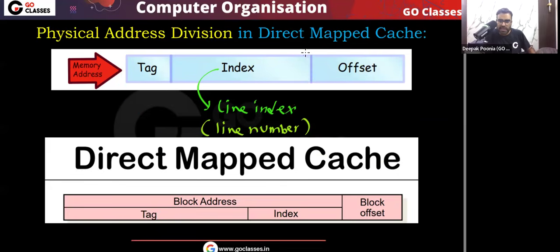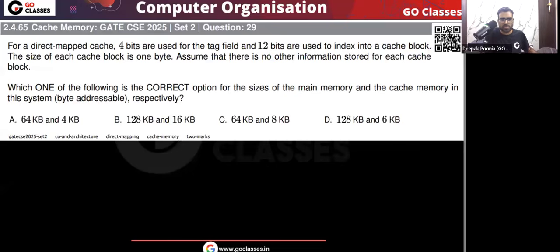So you can easily see this tag comma index combination is actually your block address. This field is your block address, this is block offset. In any type of cache memory, the physical address you can divide into two parts: block address and block offset. Very simple. Okay, now let's solve this question.